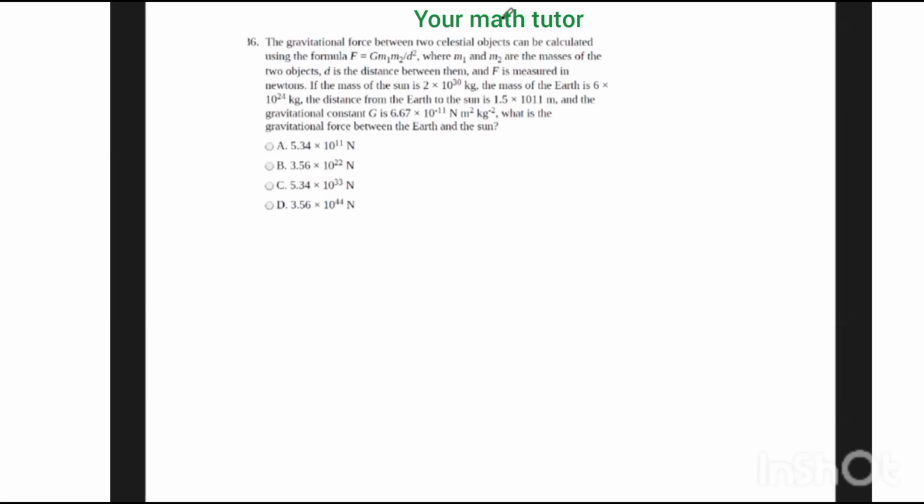Physics portion, and it is often present in the GED test, so we should be prepared for this one. The calculations are not that difficult. Let's give it a try. The formula is already given to you. It is F equals G m1 m2 by d square.